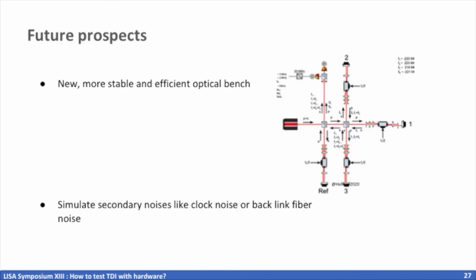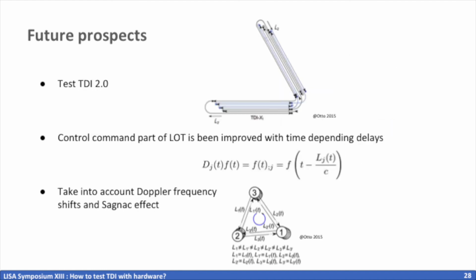We can now imagine a new, more stable and efficient optical bench to reach a reduction factor of 8 orders of magnitude. We want it to be more flexible, to add some extra acousto-optic modulators in order to simulate secondary noises or clock noise to estimate TDI residuals. The main goal for the future of LISA on Table is to test the efficiency of TDI 2.0.